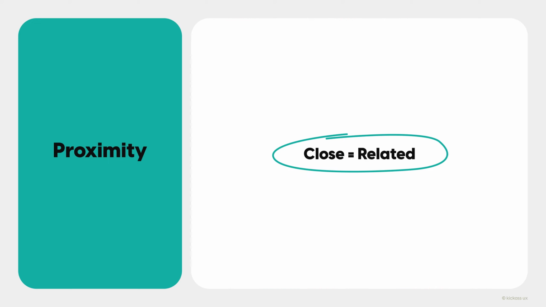And finally in CRAP, there's proximity. This principle states that elements that are close together are seen as related. This closeness shows connectedness. This helps create perceived groupings, and these groupings reduce cognitive load and increase readability.